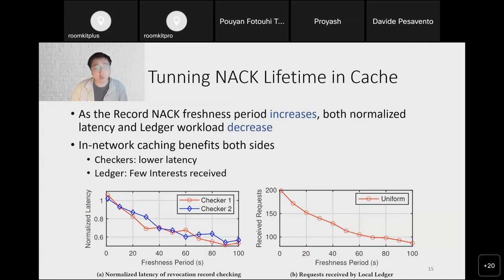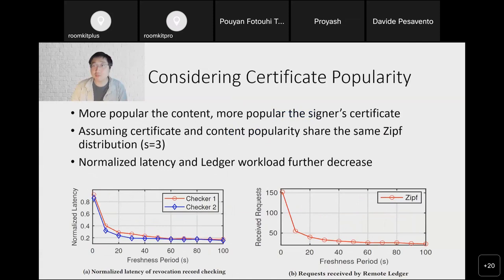We also consider different certificate popularity in real applications, because generally speaking, the more popular the content, the more popular the signer certificate. In this experiment, we assumed the certificate and the content popularity shared the same Zipf distribution. Again, we measured the normalized latency and ledger workload. The results show the converged value further decreases. In-network caching reduces the record checking latency by 80%. From the evaluation, we show CertRevoke is practical to be deployed by wisely tuning the data lifetime in cache.